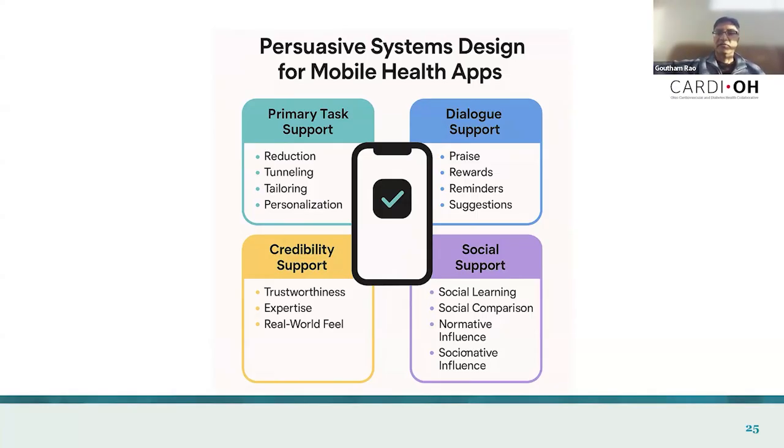First, take the cuff, unwrap the cuff, put it on your arm. Make sure that it's very, very specific in terms of instructions. Credibility: if it's coming from you or from a credible source, it's more likely to be used. Dialogue support means the app has to give the person feedback, preferably by voice, about how they're doing, praise, rewards, etc. Social support, that means peers, and normative influence is hugely important, especially for men, by the way.